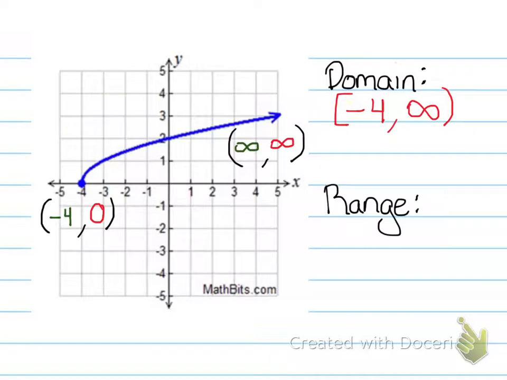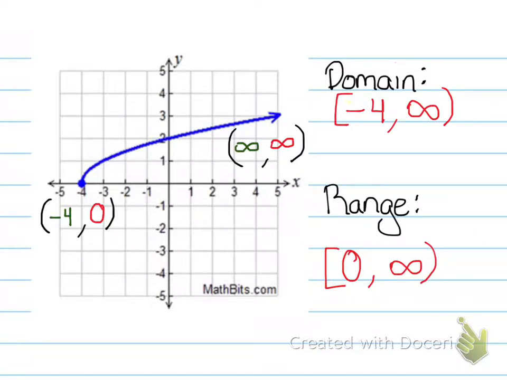Your range, as you can see, are the y values I wrote in red, and it goes from the smallest y value to your largest y value. So between 0 and infinity, my smallest y value is 0, and my largest y value is infinity. Bracket next to the numbers, parentheses next to infinity, sorry.